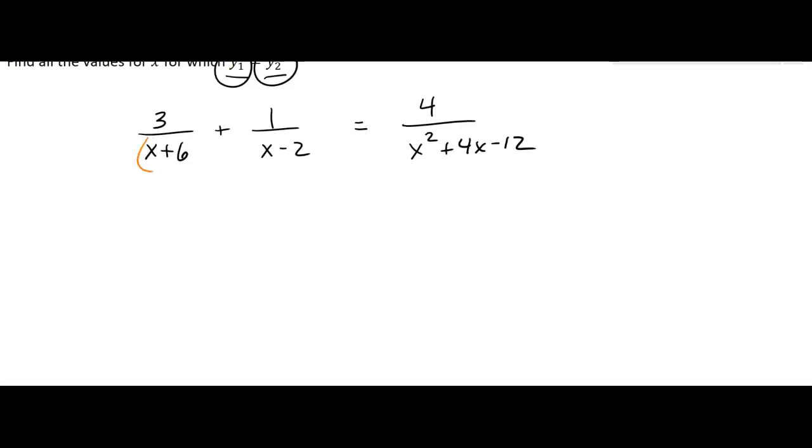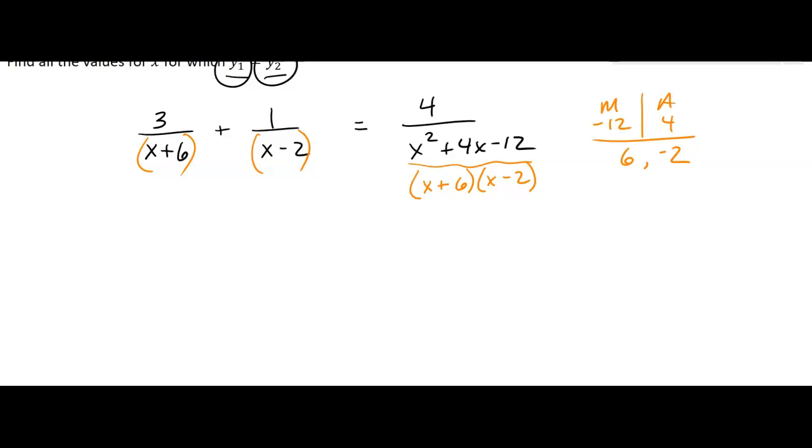Now we're going to have to factor any place that needs factoring. Here we have a denominator of x plus 6, that factor. Here we have a denominator of x minus 2, that factor. And then we're going to have to factor this trinomial. My guess is it's going to factor into x plus 6 times x minus 2, but I don't really know that. I could think, what are two numbers that multiply to be negative 12 and add to be 4? And I would get 6 and negative 2. So you could do it that way, or however you factor.